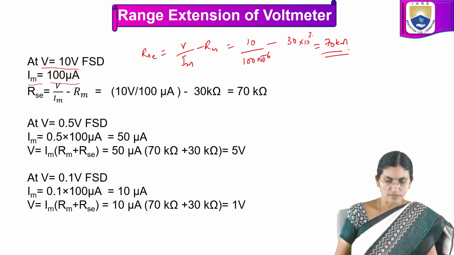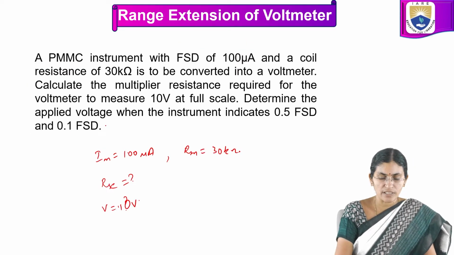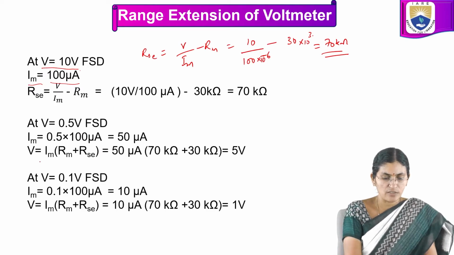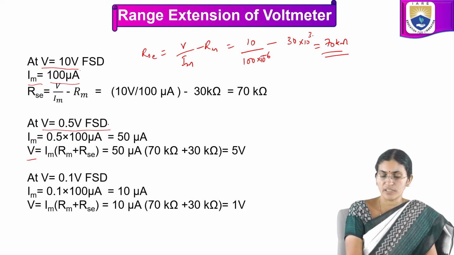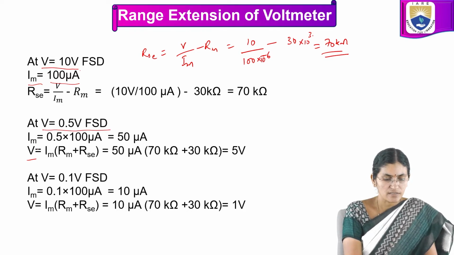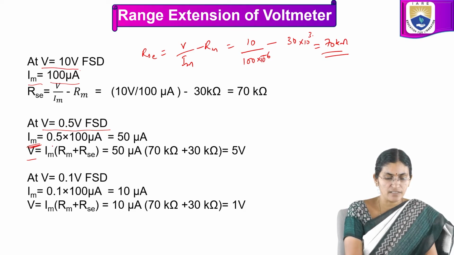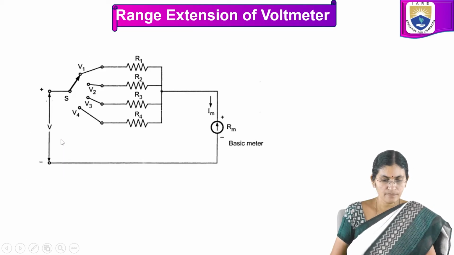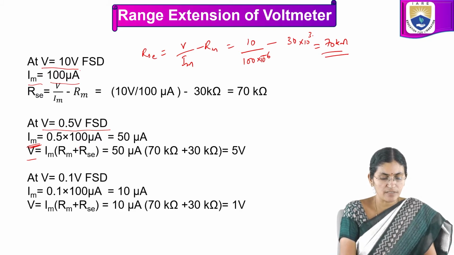Next part of the question is, determine the applied voltage when the instrument indicates 0.5 full scale deflection and 0.1 full scale deflection. So we have to find out the value of V here. When it is 0.5 times full scale deflection, Im, full scale deflection meaning the maximum current which can be indicated, is 0.5 times 100 microamperes, so that is 50 microamperes.